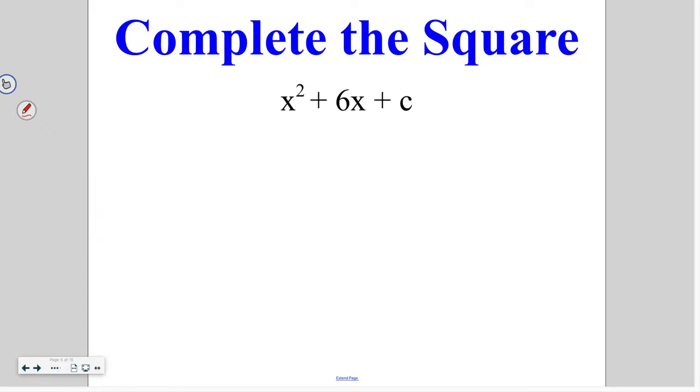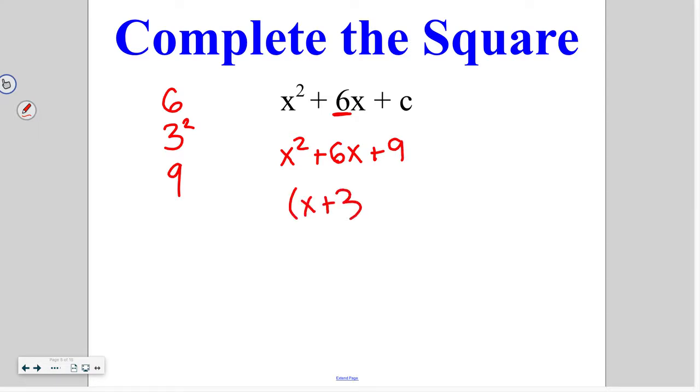So for example, I have x squared plus 6x plus c. This is what we're trying to figure out in order to complete the square. So my first step is to identify b, which in this case is 6. We're going to cut that in half, which is 3. And then we're going to square that, which is 9. That is what I'm going to add on to the end to give me a perfect square trinomial. So x squared plus 6x plus 9, meaning my factor is x plus 3 squared. So the completing the square part is this middle step right here.